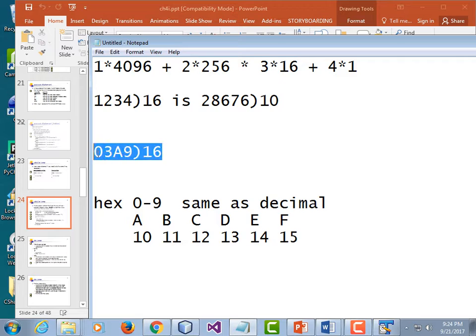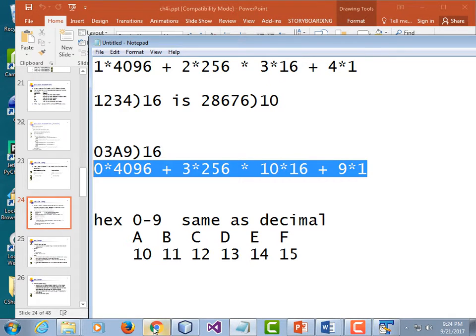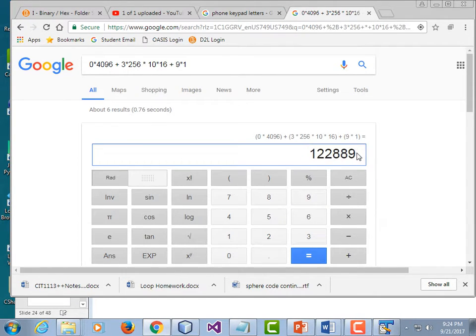So now that I have this number, this means 0 times 4096 plus 3 times 256 plus, what did we say that A was? 10. So 10 times 16 plus 9 times 1. And again, I can't do that in my head. So, multiplication sign. You got 256 times 10.